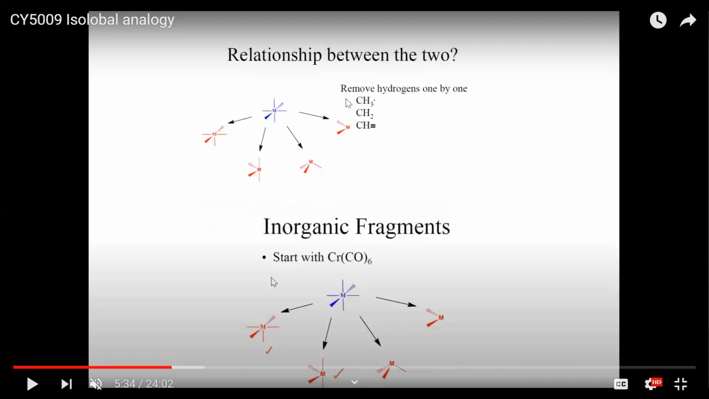Now, if you take a methane molecule, or in this case a methyl radical, what is the connection between the methyl radical and one of these fragments?